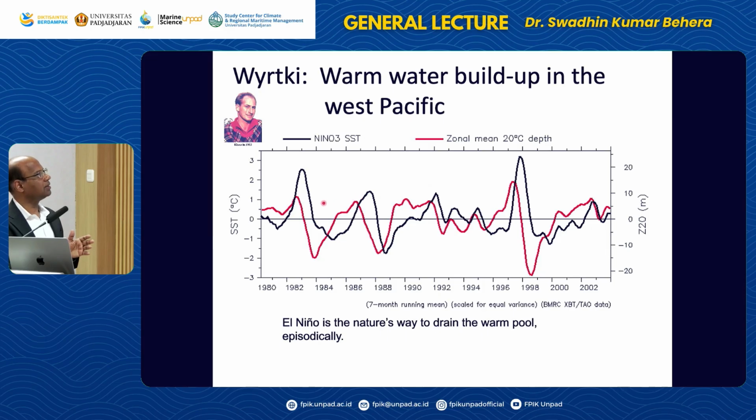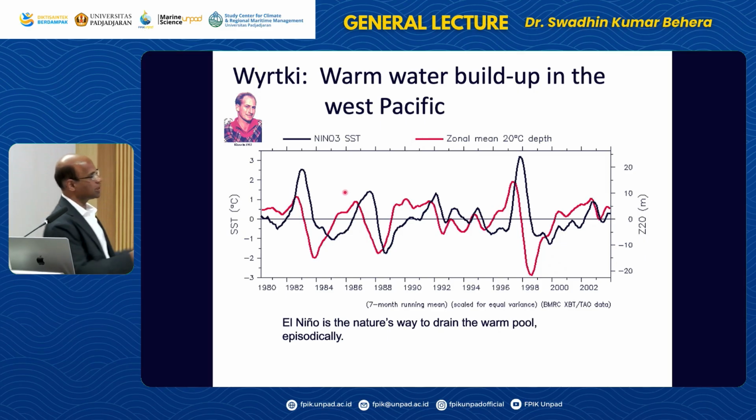Like here, the red line is the warm water volume, and the Nino 3 index is the black line. So before the El Nino happens, the warm water volume decreases, and then when it reaches the minimum value, La Nina happens after that. And La Nina will build up the warm water volume by bringing warm water from the eastern Pacific to the western Pacific.